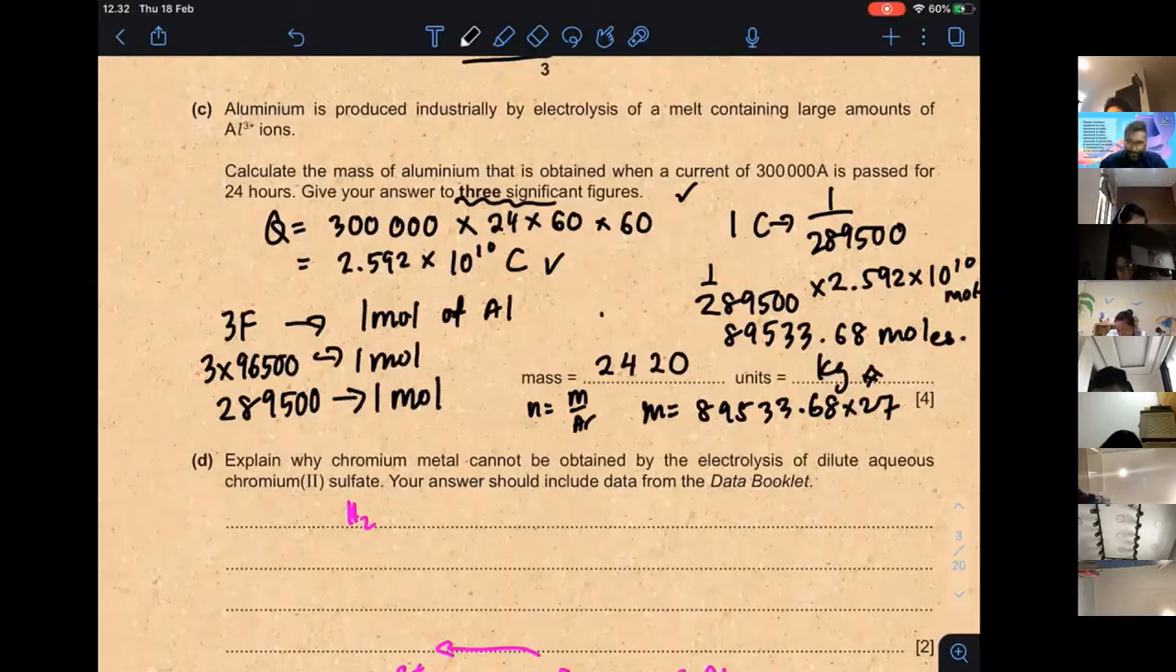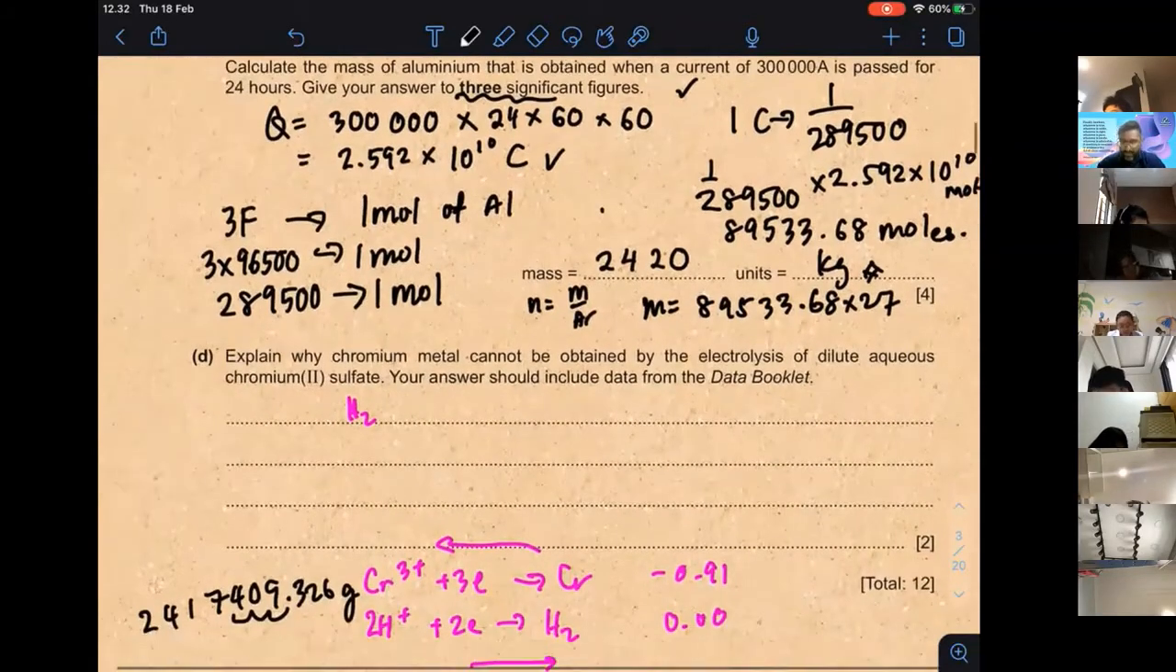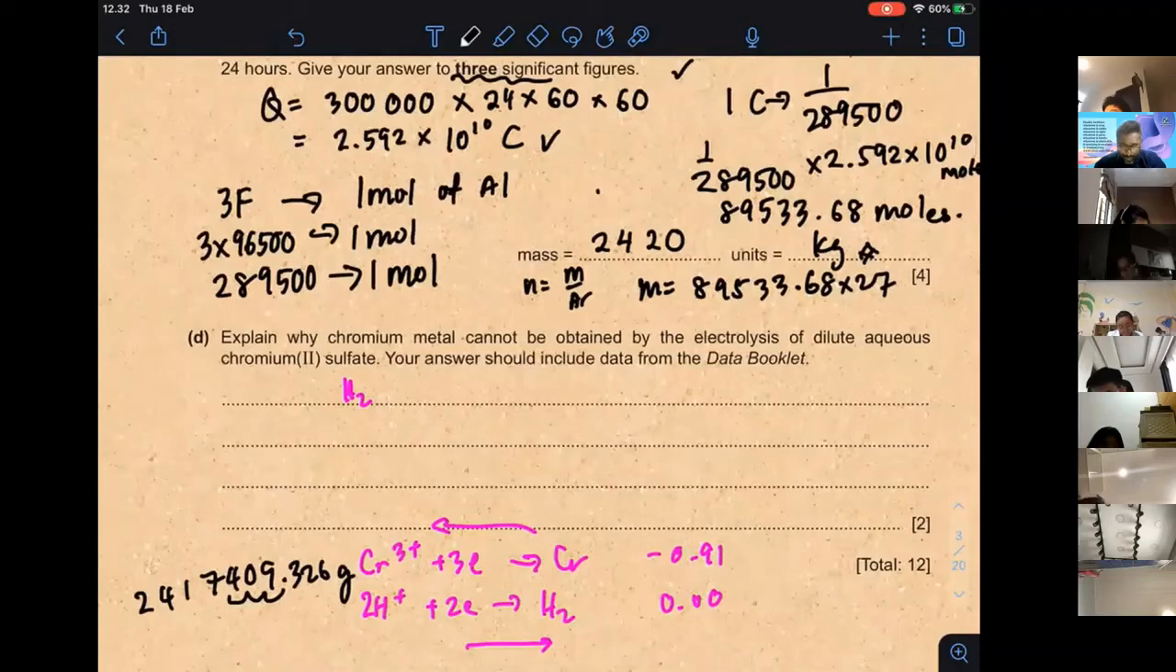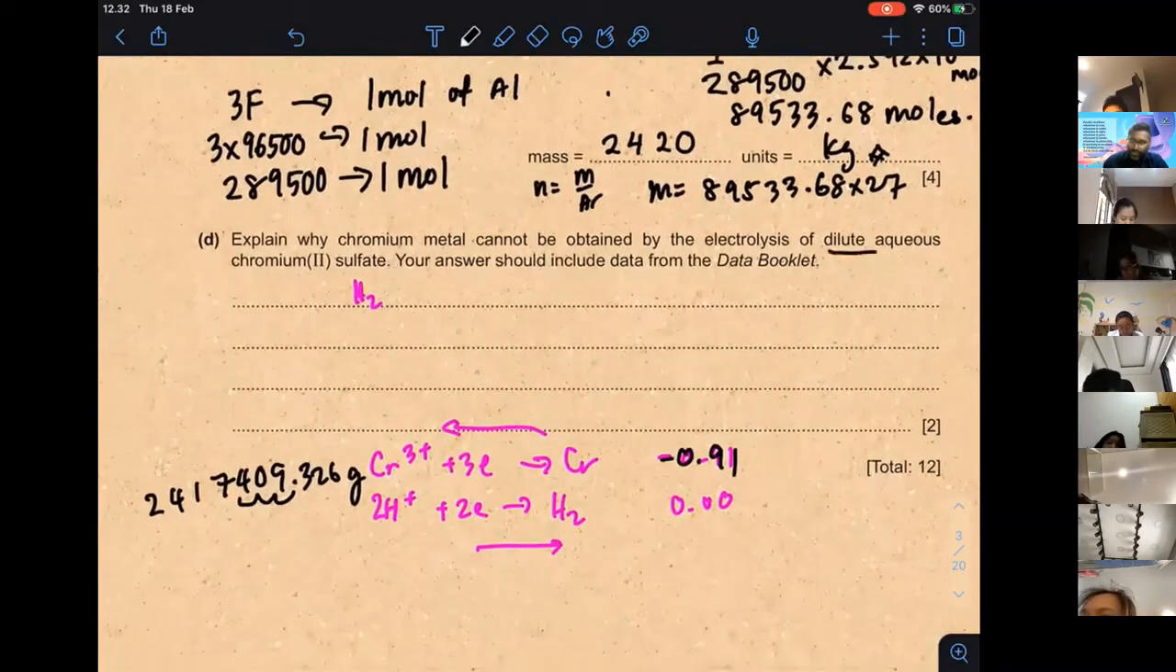Kilogram. Now explain why chromium metal cannot be obtained by electrolysis. Let's finish this. Now, chromium, if you look at your data booklet, you are going to get negative 0.91. And then here, when you do electrolysis of dilute aqueous chromium sulfate, I think this is IGCSE also. Sulfate, you cannot electrolyze, it's a very big ion.